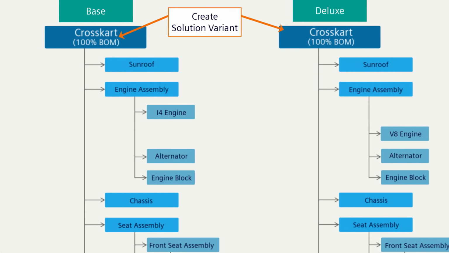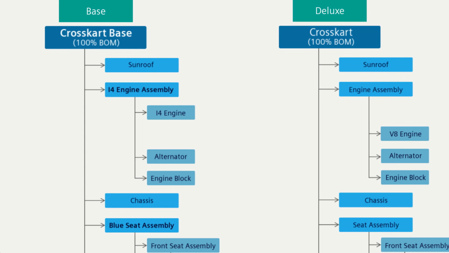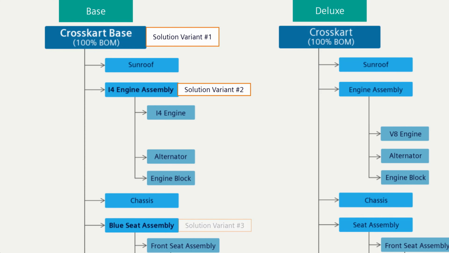For example, when you select Crosscard, engine assembly, and seat assembly to create their solution variants for the base variant, 3 separate solution variants are created. Each solution variant has a unique identifier. They are identified as Crosscard base, i4 engine assembly, and blue seat assembly.